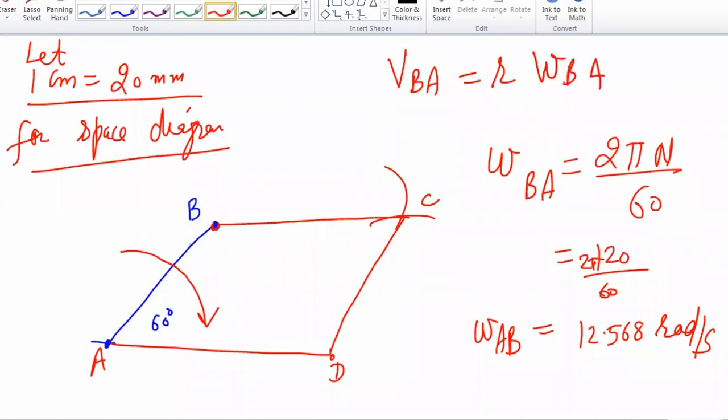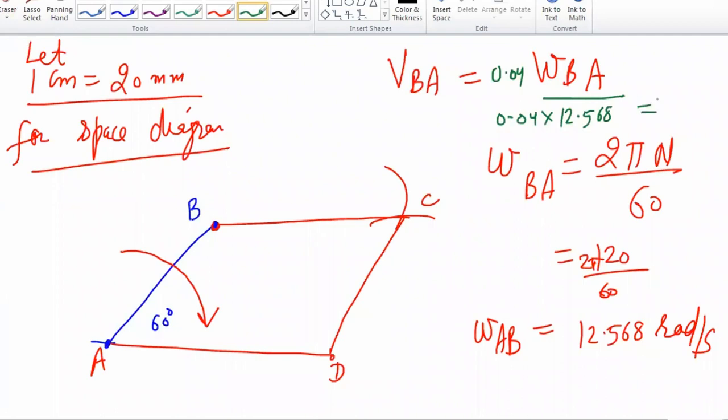What would be the radius, Anjali? Yes, sir. That AB length, na? AB is how much? 40 mm. 40 mm will become 40 by 1000, so 0.04. Okay, put 0.04 instead of radius and multiply by omega BA, that is 0.04 into 12.568.